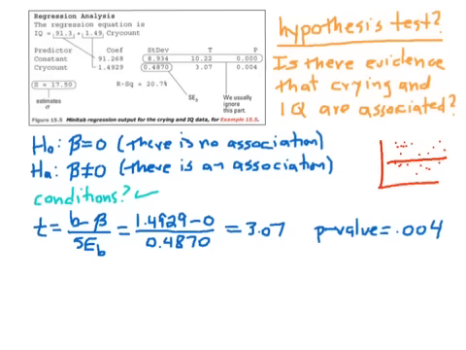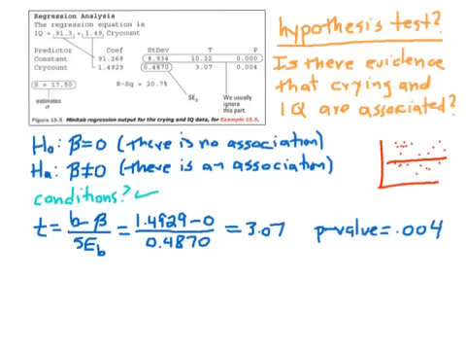So that's why, for these problems when you do a hypothesis test, your null hypothesis is beta equals 0, which in English would mean there's no association. Our alternative hypothesis is beta does not equal 0, meaning there is some association.